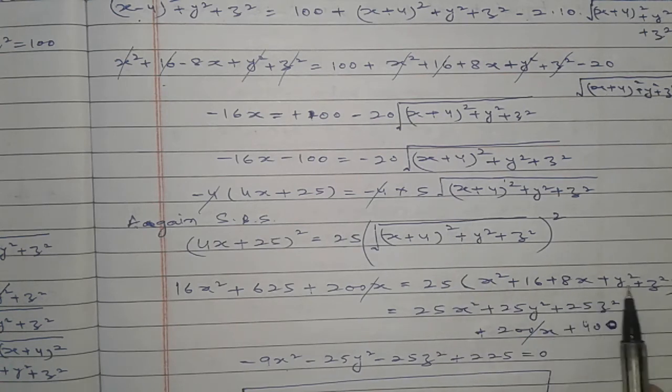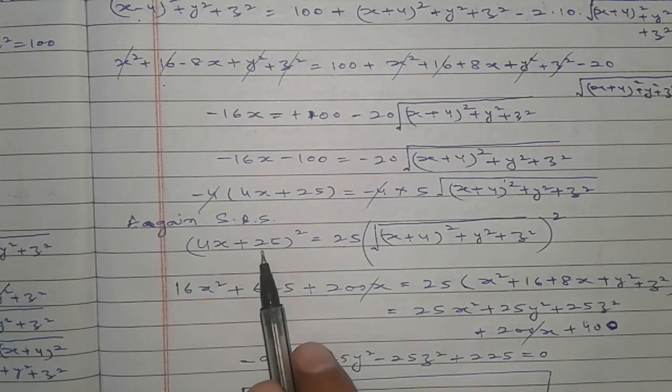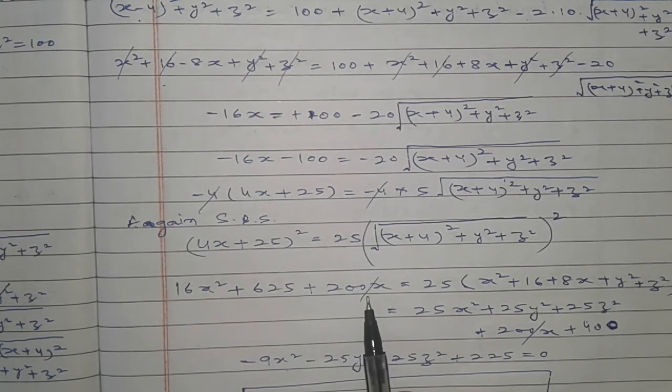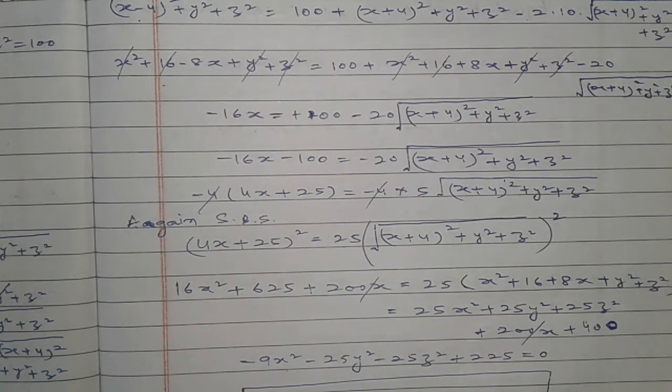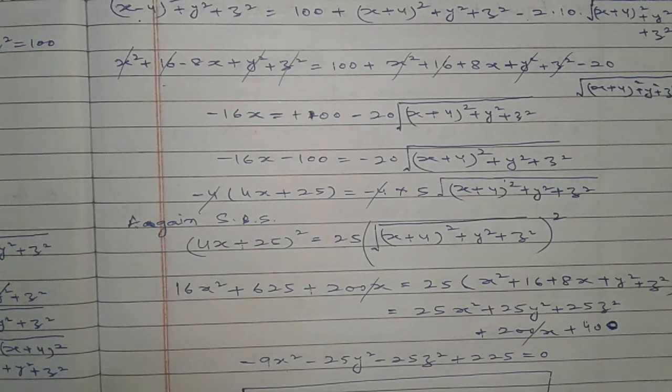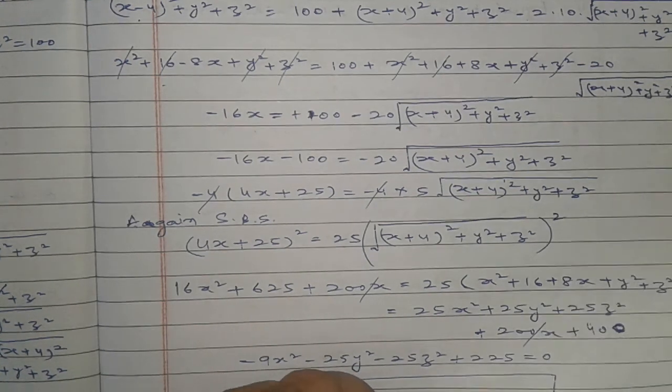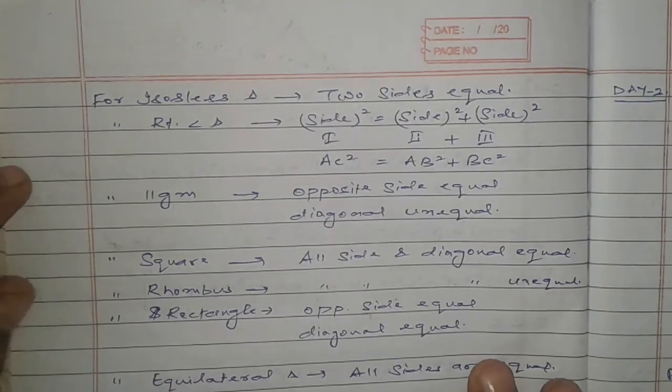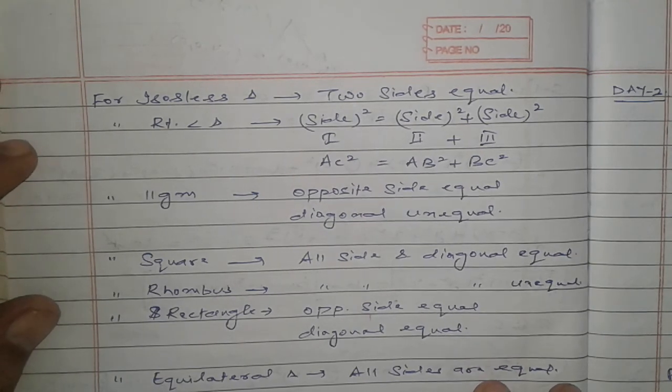You are left with the square after expanding this, and also this side, 4x plus 25 whole square, expand this, and then calculate your required condition, since you have to find the equation of the set of points. So this is the equation of the set of points, the sum of whose distances from the fixed points is 10. Then some of the results which you have kept in mind.